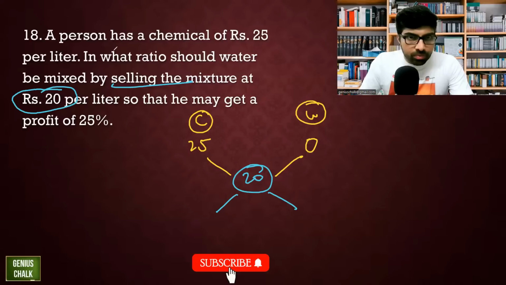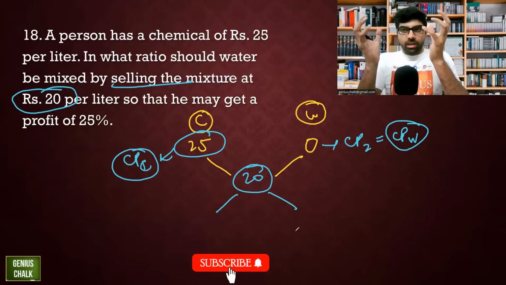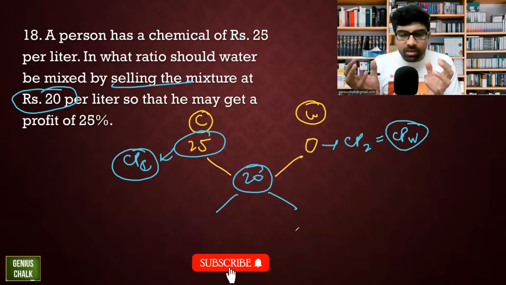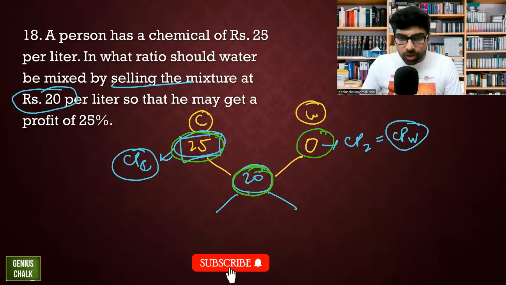Now see, this is 25 per liter. This is basically the cost price of the first chemical. This is the cost price of the second, or we can say the cost price of water. Now tell me, if you have two cost prices, can you combine and write the selling price? If you have cost price here and cost price here, then the average is basically the combined average. So can average be selling price?